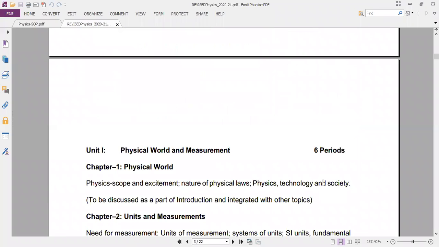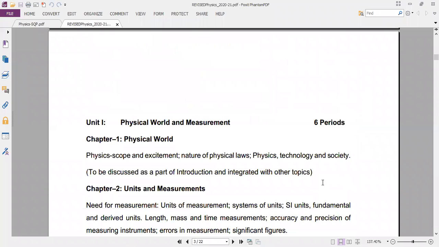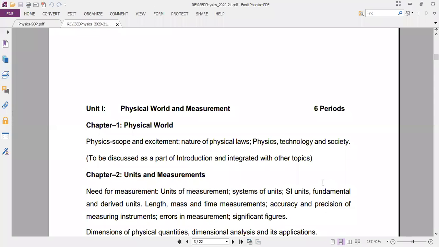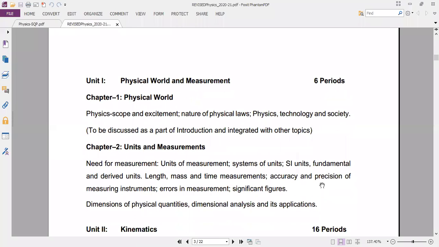For that purpose we are asking from you the activity and other things also. You can submit. That is the last day, Saturday. Based on the revised syllabus only, you will get the question paper.